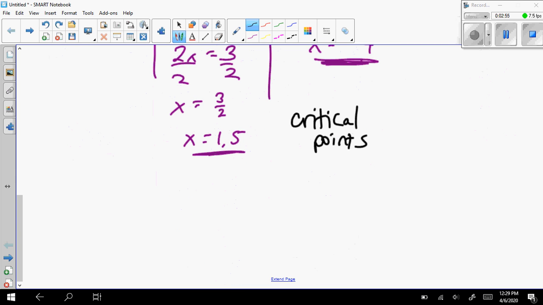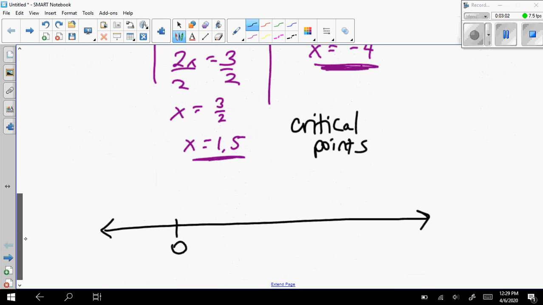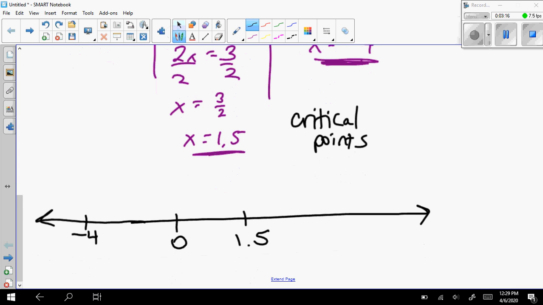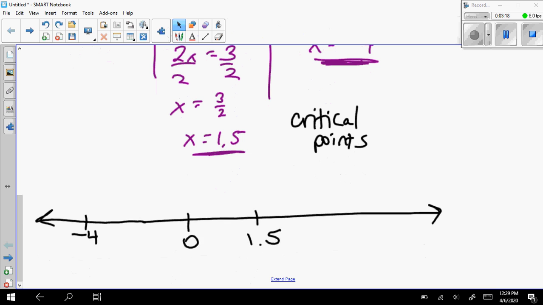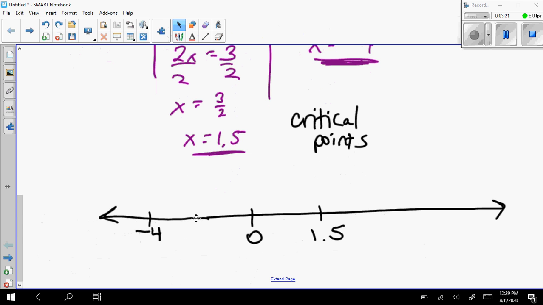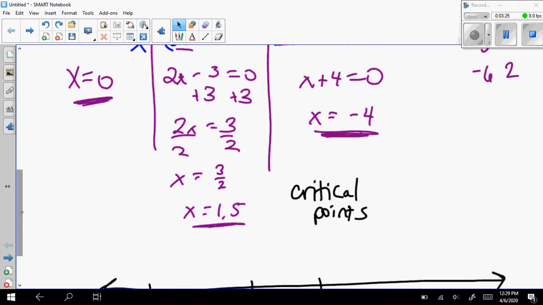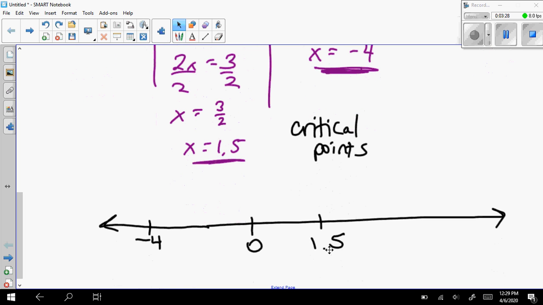They're going to go on our number line because we're going to graph this out. So let me do a number line. We need 0. Let me scroll up so you can see we've got 0. We've got 1.5, and oh, it's a negative 4. So let me get it down here. Negative 4 over here. Okay. And let me just move my number line over. All right. So then what I'm going to do is graph these. Oh, I did that. I've got these critical points on the number line.